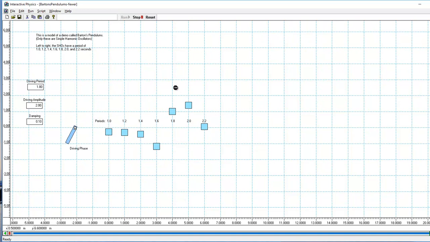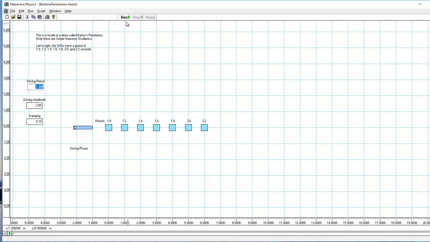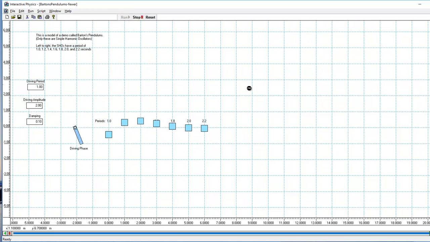So now we're driving the 1.8. The 1.8 is going nuts. And I can change my period to 1, and I can make this left one go crazy. There we go. So that's the concept: if you match the frequency, the oscillator goes crazy.